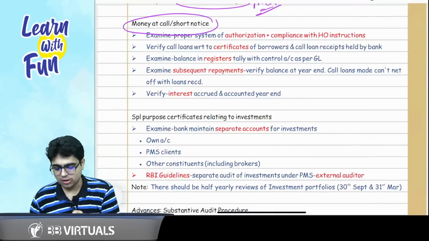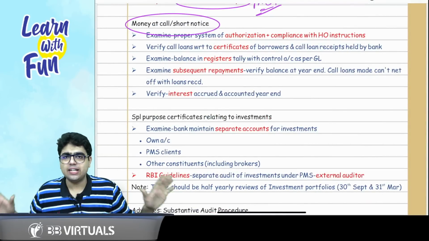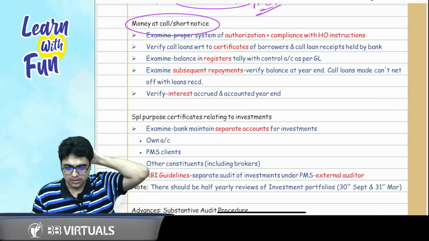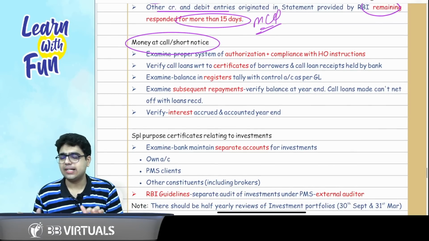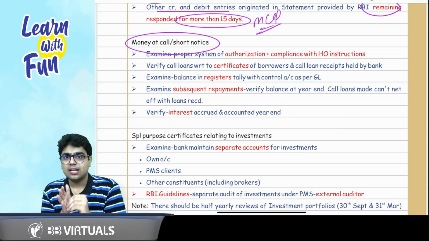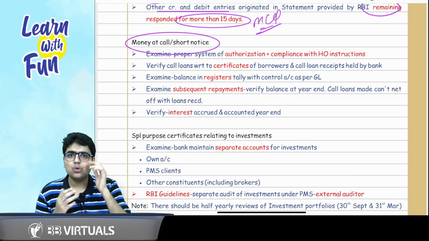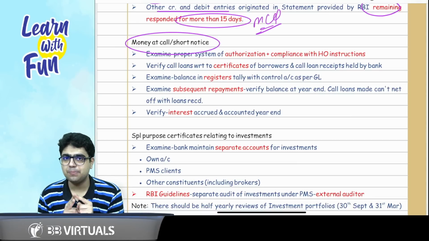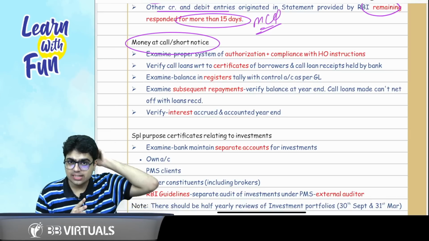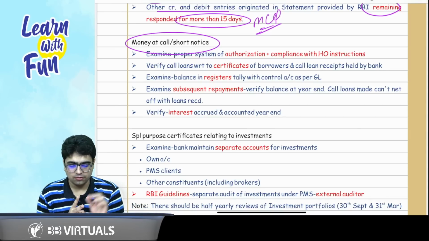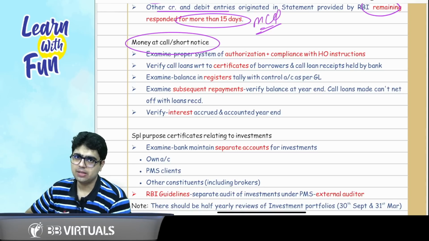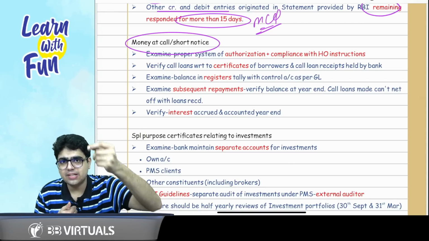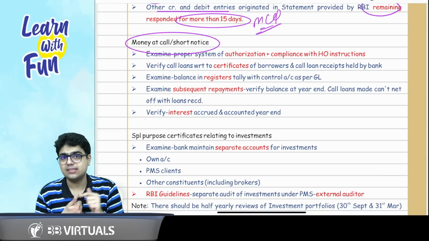Now sir, money at call and short notice. This was the wonderful concept, sir. Basically, you need to take the authority of the head office. That is, it should be under the authorization, plus comply with the instructions of head office. How do I check it as an auditor? I need to check two things. The person who has borrowed, he will get a borrower certificate, right? So the borrower certificate should be verified with the receipt of all loan receipts which are held by the bank. So borrower certificate, the person who has borrowed from the bank, and the bank which has given the money will get a call loan receipt. That is the thing I will check.